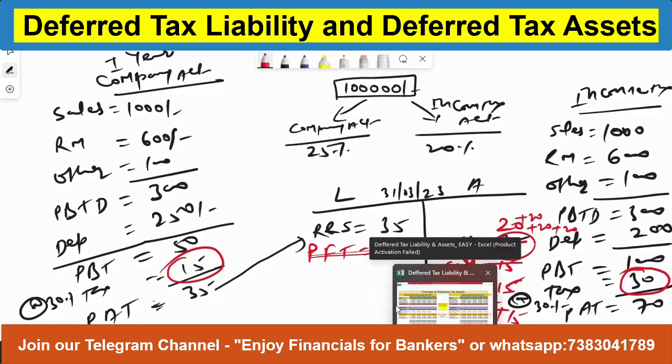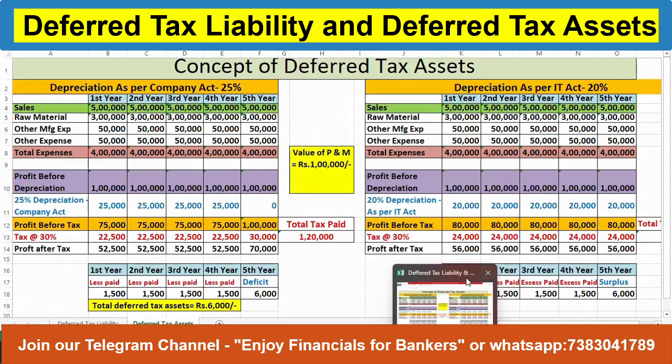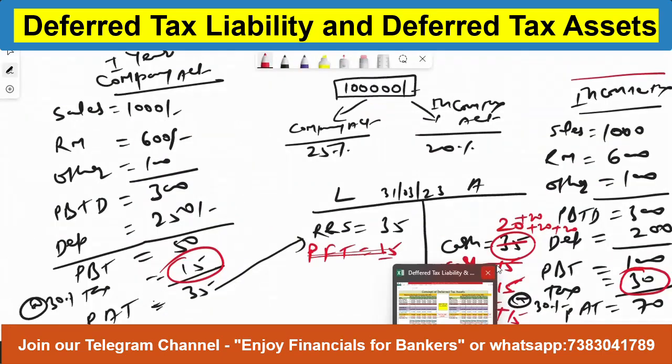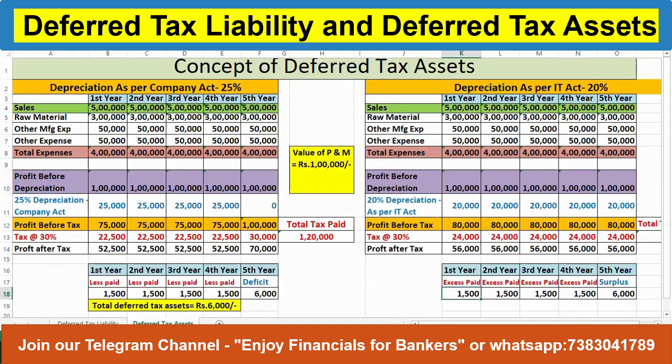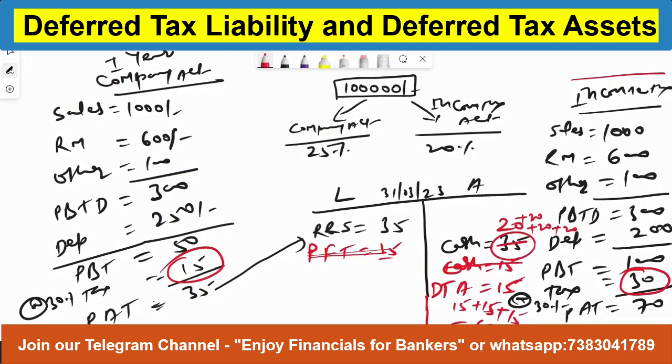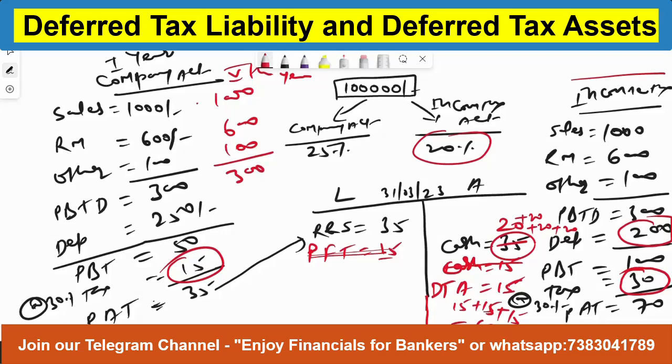So now you see again in the last year, friends, as per Income Tax Act the depreciation will be the same 200. Why? Because every year up to the fifth year it is the same. But as per Company Act, sales will again remain. Now I am discussing the fifth year. So 1000, raw material 600, other expenses 100. So total profit before tax will remain the same 300.